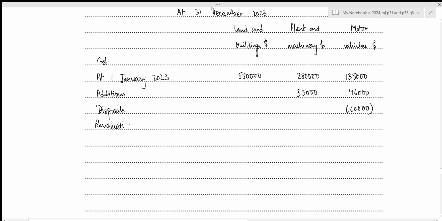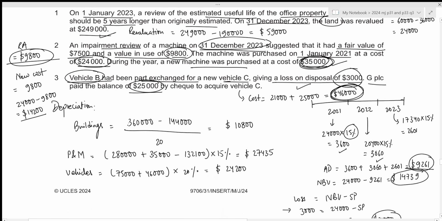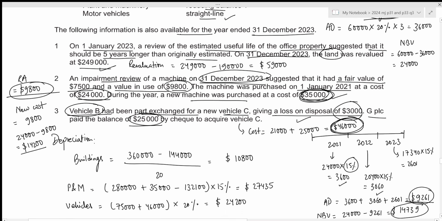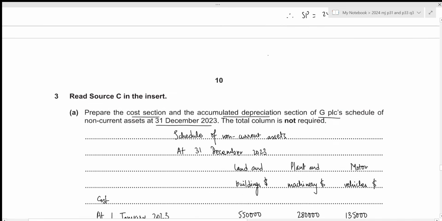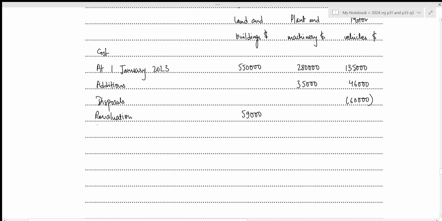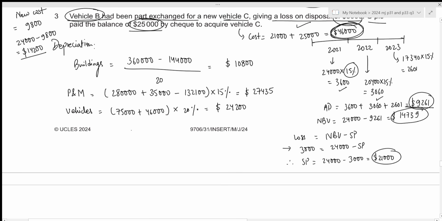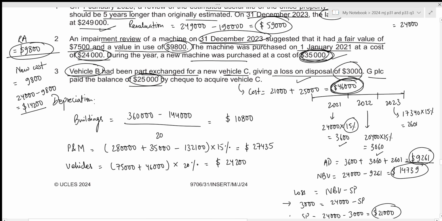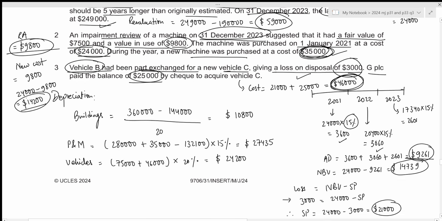We've already calculated the revaluation upwards value that we need to include within our cost, which was 59,000. So we'll include the 59,000 right here. Then we also had an impairment for machinery. And for this impairment as well, we've already calculated the value that we need to subtract from the cost, which is 14,200.